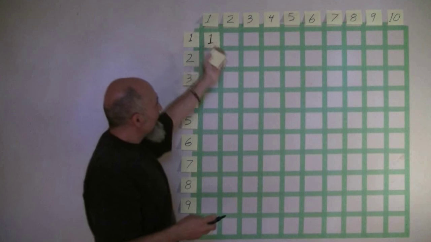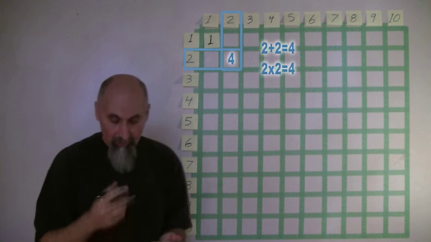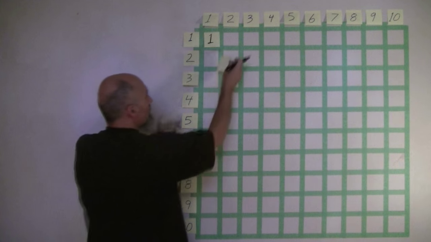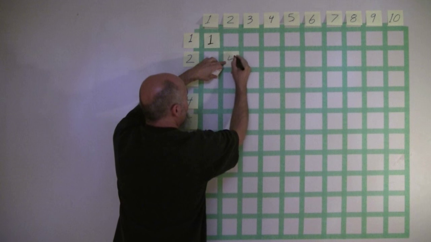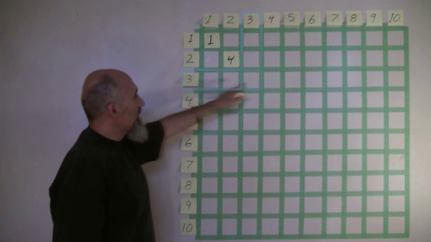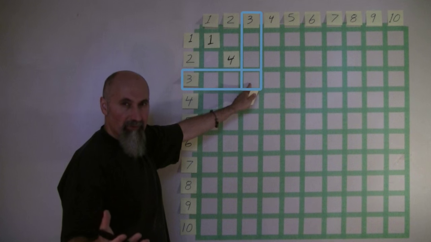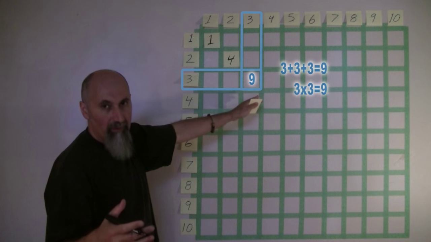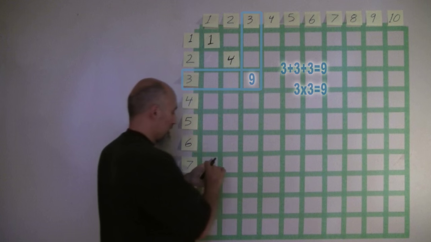So what we're going to do is do the diagonal first. 2 times 2. It means 2 plus 2, right? 2 times 2 is 4. We're going to go 3 times 3. Again, multiplication is an extension of addition, right? So what that really is is 3 plus 3 plus 3. Well, it's easier to go 3 times 3, right? 3 times 3 is 9.